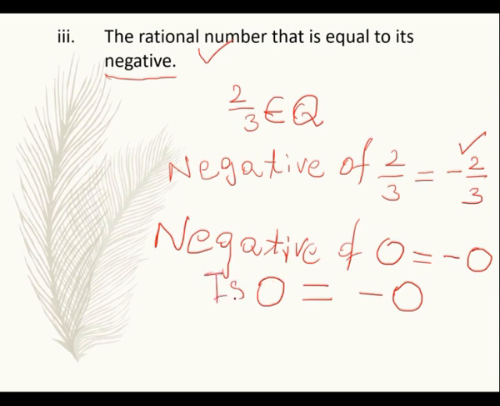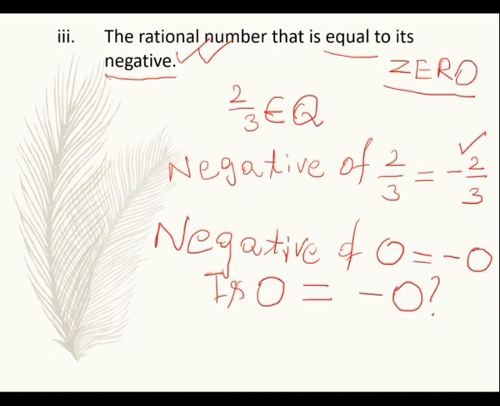Yes. So there is only one rational number which has this speciality, that its negative is equal to itself. So the answer to this sub question number 3 is 0. 0 is a rational number which is equal to its negative.